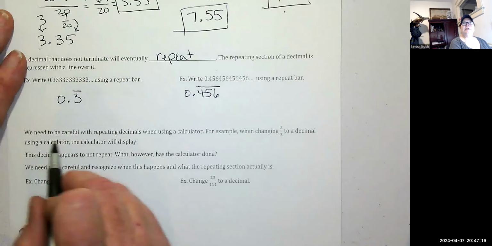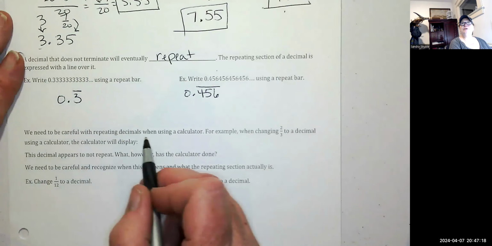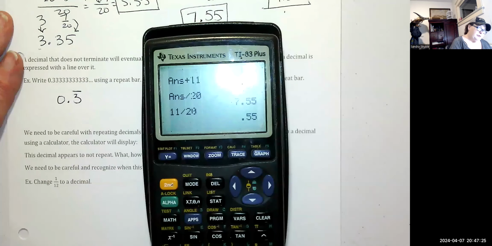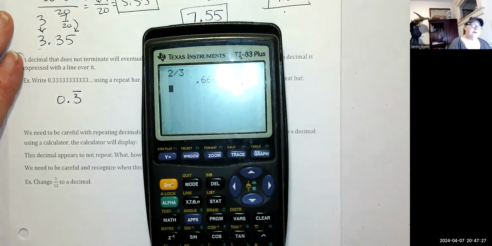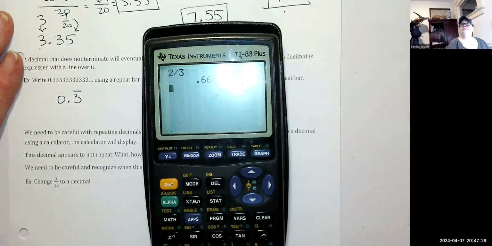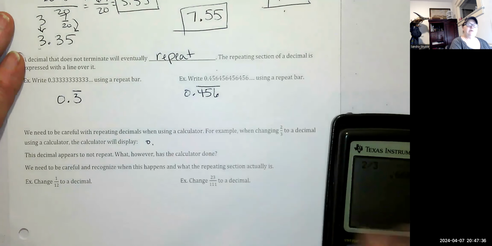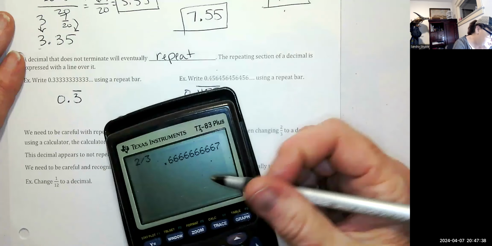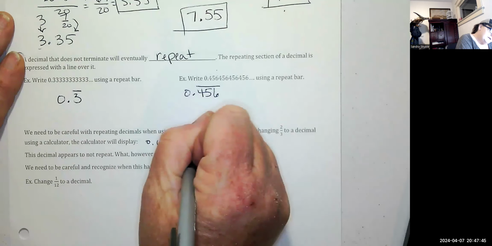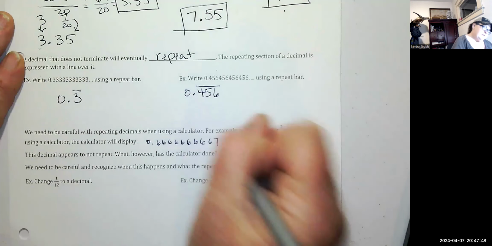Okay. We need to be careful with repeating decimals when using a calculator. For example, when changing 2/3 to a decimal using a calculator, the calculator will display a bunch of 6s, and then it ends in a 7. So 0. And how many 6s do we have here? 1, 2, 3, 4, 5, 6, 7, 8, 9. So mine has up to 10 characters there.